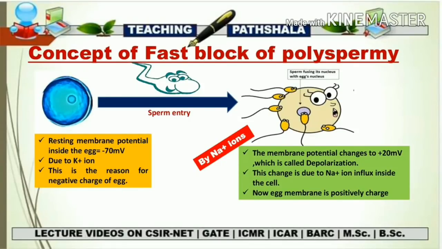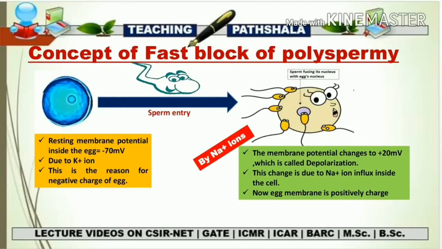And after the entry of that sodium ion, the overall membrane potential of the egg is going to shift from negative to positive, because sodium ion has a positive charge. So if the sodium ion makes an influx inside an egg cell, at that time it is going to lead to the change in the membrane potential to plus 20 millivolt.